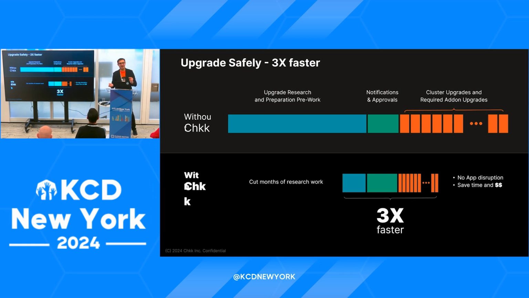Check cuts down the research work and the pre-work by 8 times. We have a knowledge graph which generates this all for you. In terms of notification approvals, it's the same process that you have already. And then even in terms of the upgrade execution, we cut that down by 2x. So now we give you pre-flight checks, post-flight checks, upgrade steps. So end-to-end, your process becomes 3x faster and significantly safer.